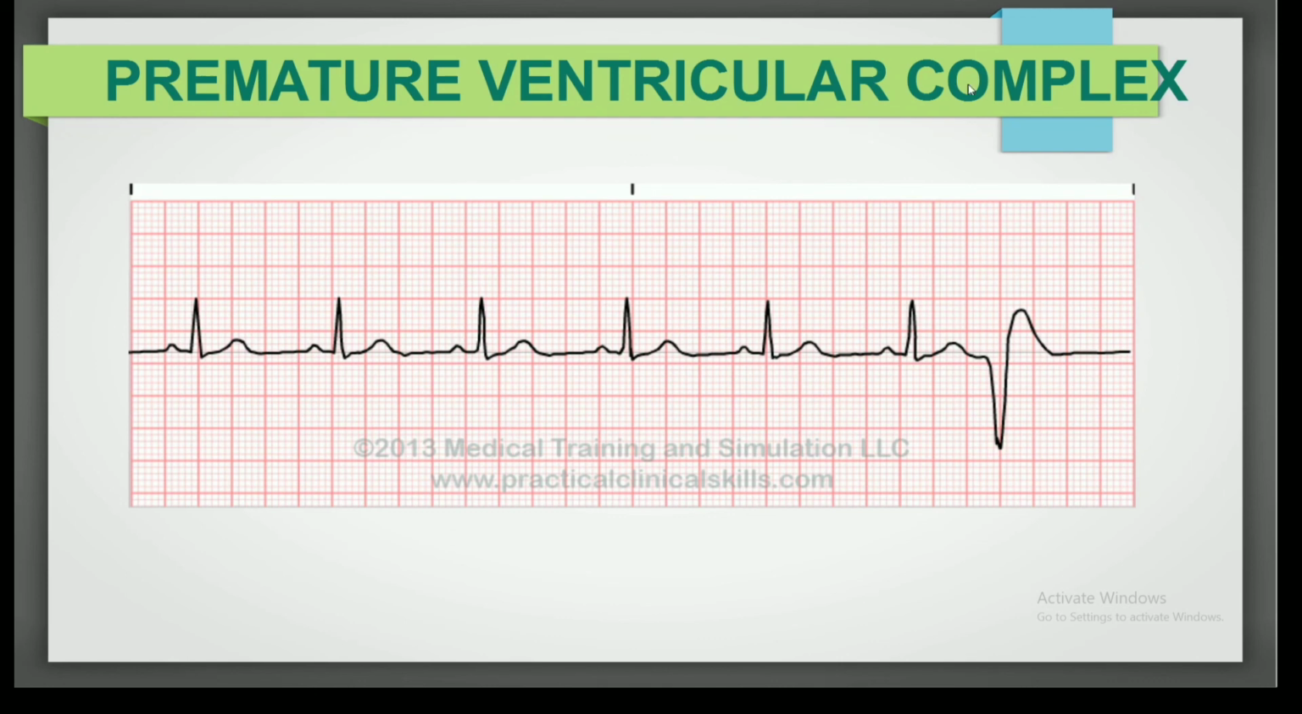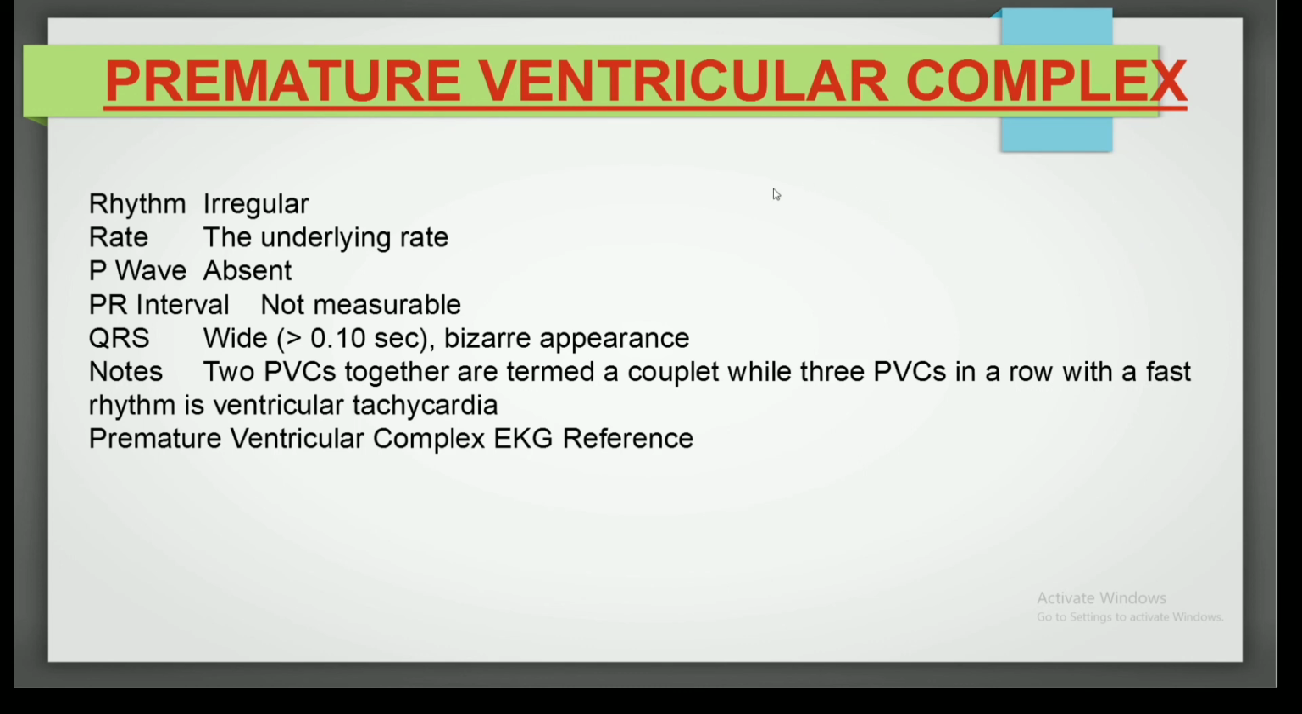Then the premature ventricular complexes. When the AV node cannot give the electrical impulses to the ventricle, then another ectopic focus gives the electrical impulses to beat the ventricle. Then the premature ventricular complexes or premature ventricular depolarization occur. It means the QRS complex is found prematurely. This is a premature QRS complex. The rhythm is irregular, the PR interval is not measurable, and the QRS is wide.